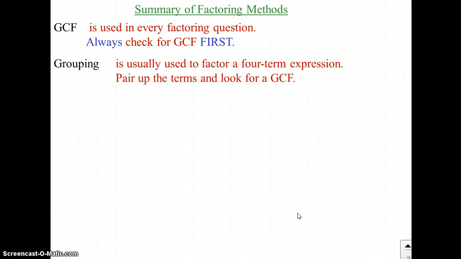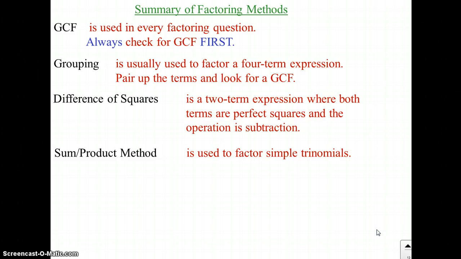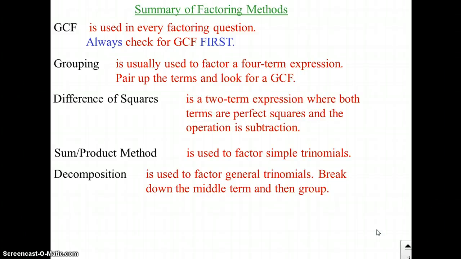You pair up the terms, and you look for a greatest common factor. We see this used lots in the method of decomposition with complex trinomials. Look for a difference of squares. Recall that a difference of squares is a 2-term expression where both terms are perfect squares, and the operation is subtraction. The sum product method we use to factor simple trinomials. Method of decomposition we use to factor complex trinomials. We decompose or break down the middle term, and then we factor by grouping.